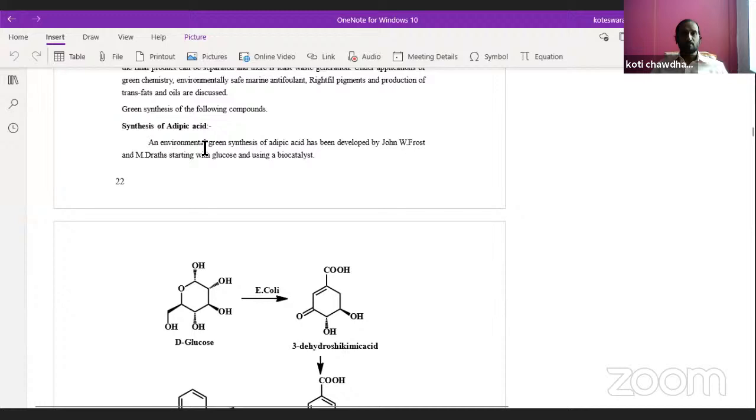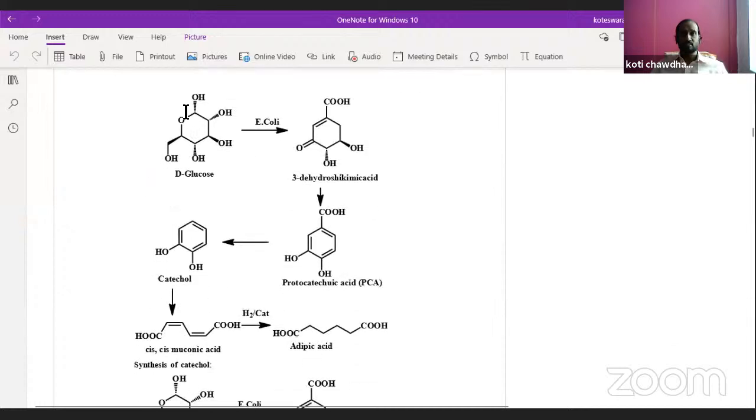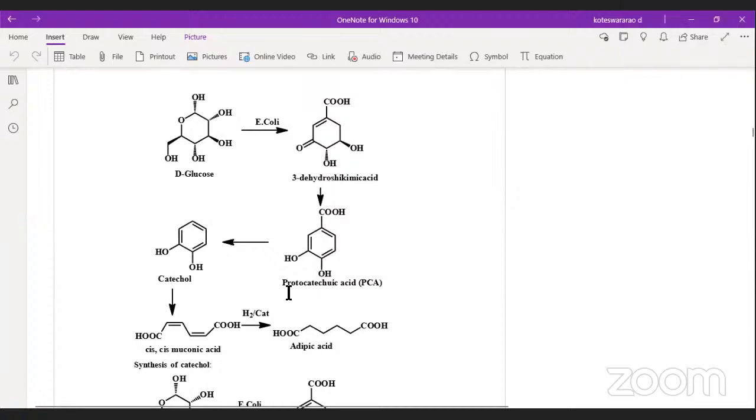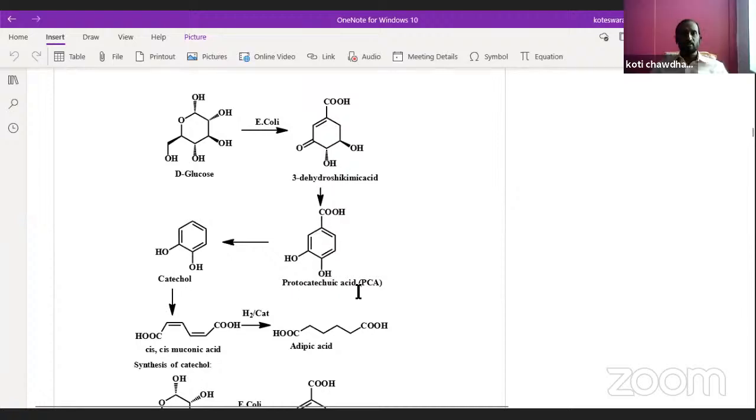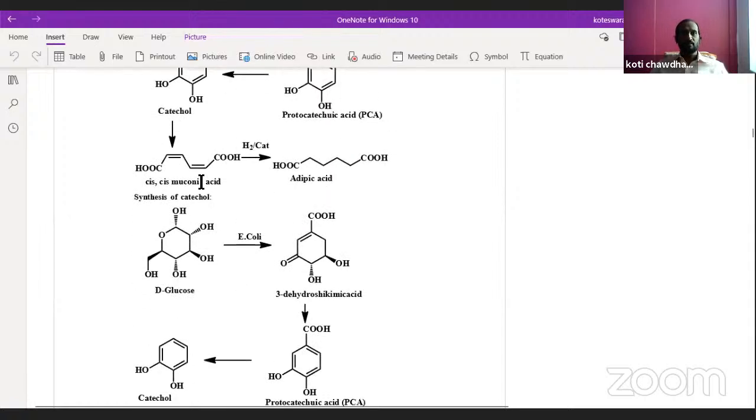The first is the synthesis of adipic acid. The synthesis of adipic acid starts with D-glucose. D-glucose is readily available in the market and is readily isolated from nature. Then this D-glucose is converted into the corresponding carboxylic acid. The carboxylic acid is converted into a catechol derivative, a catecholic acid derivative. Then it is converted into catechol. After that, it is converted into cis,cis-muconic acid. Then this muconic acid is converted into adipic acid.